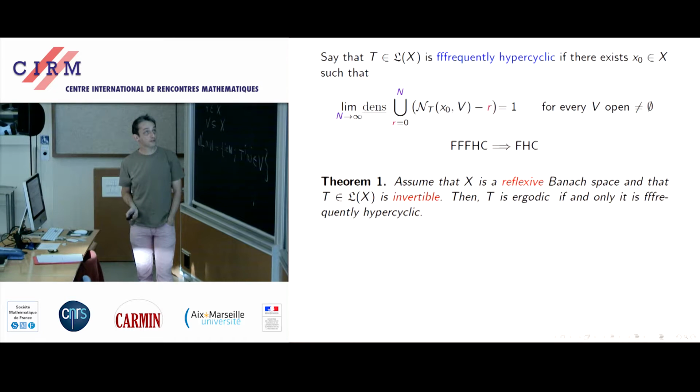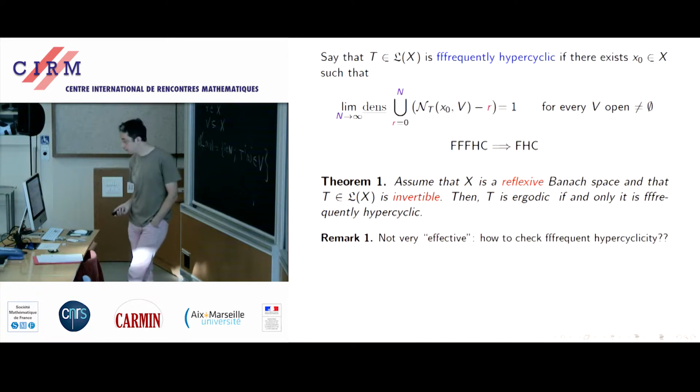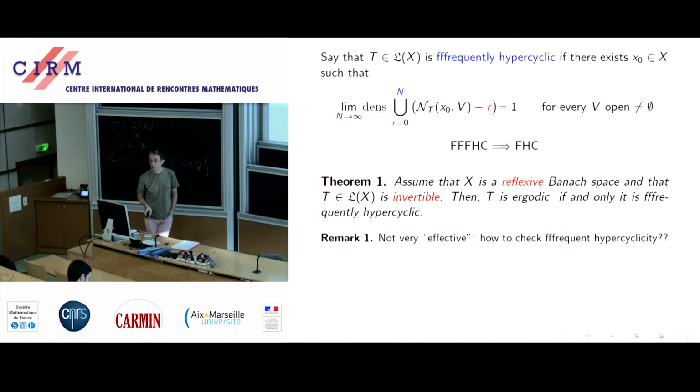Now, of course, if you remember the introduction, this is not such a nice result because it doesn't seem to be very effective. By this I mean, how do you check this FFFHC property? This does not seem to be quite obvious.